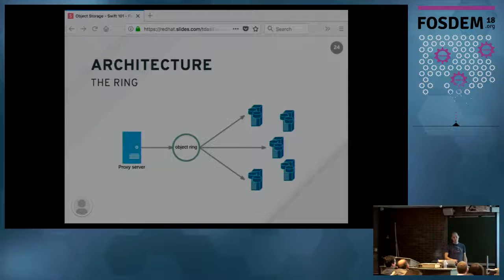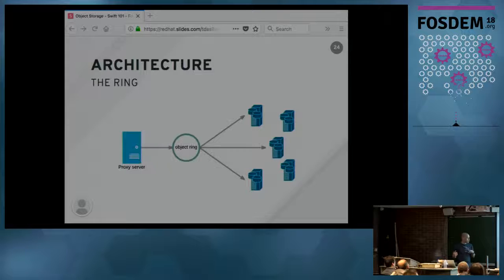But you can't talk about Swift architecture without talking about the ring. The ring is really about how Swift is able to determine where the data is stored. The ring is just a binary file that is using a hashing ring to be able to determine where an object is stored on your cluster. That's something that you produce as an operator when you're deploying your cluster.